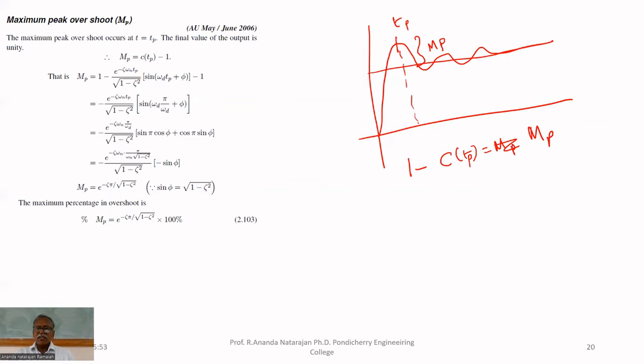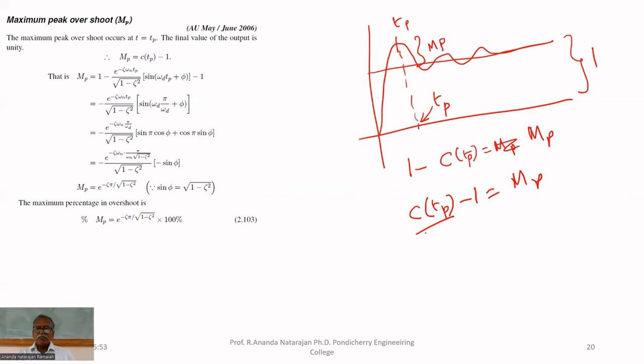At this point, what is the time? Time is Tp. If you substitute t equal to Tp and subtract 1 because its magnitude is 1, which is bigger? C of t, because it is overshoot. That's why C of t is bigger. That's why we'll write C of Tp minus 1 equal to MP.